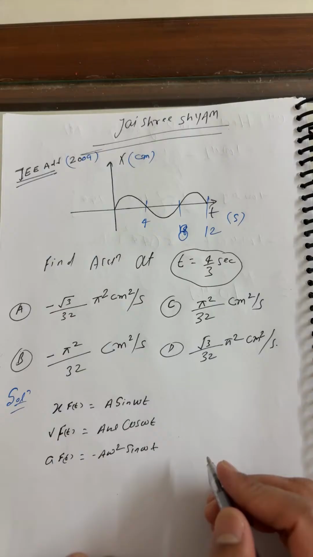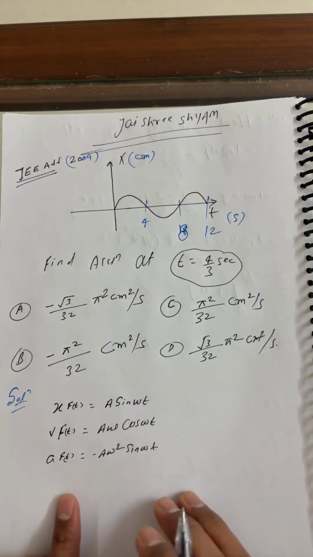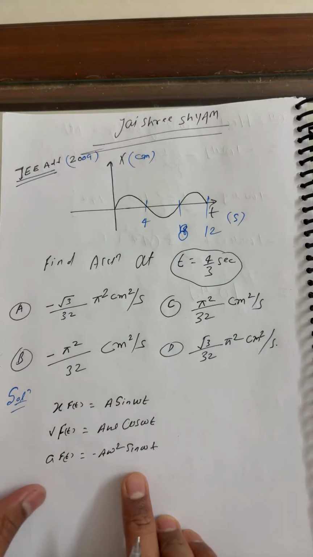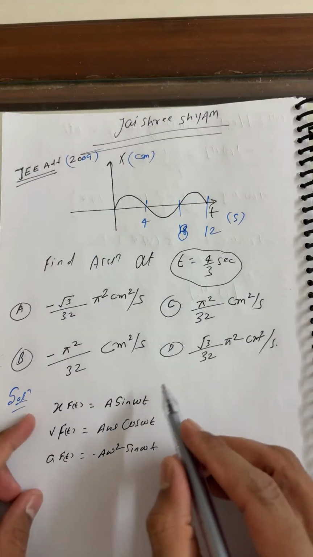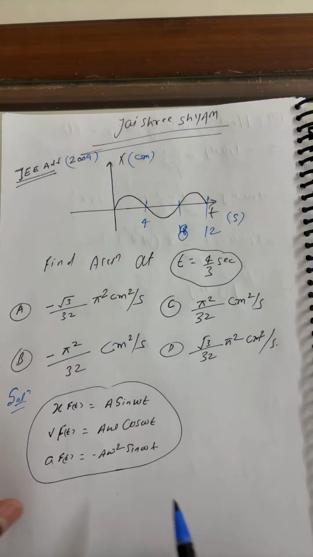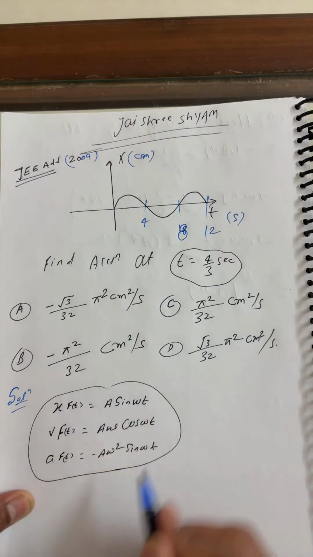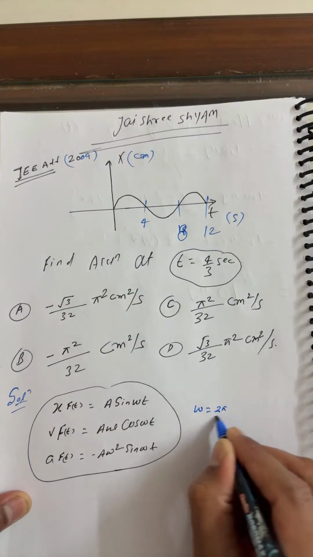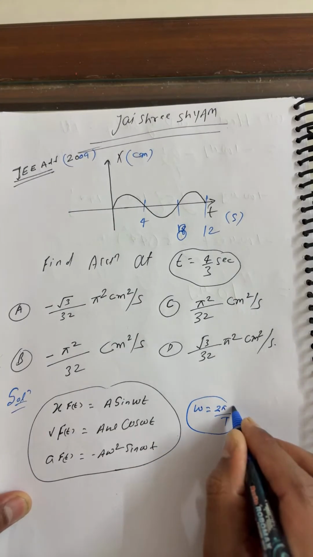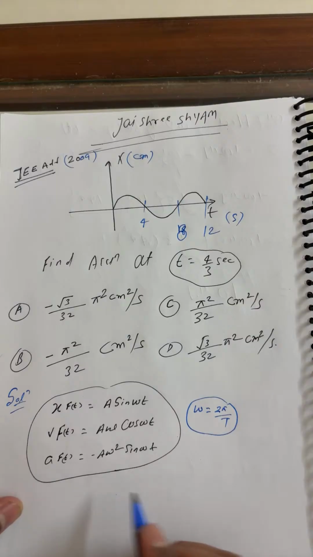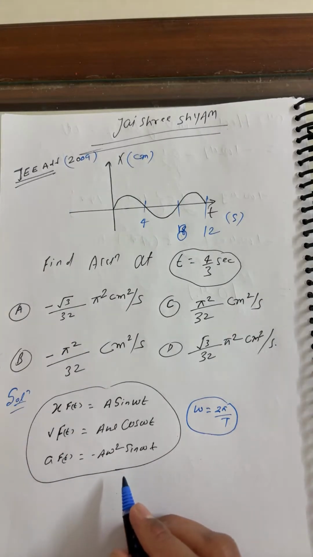So we need to find the acceleration. For this, first I'll find the displacement. For displacement, x is equal to what I've already written. Omega is 2 pi by T.